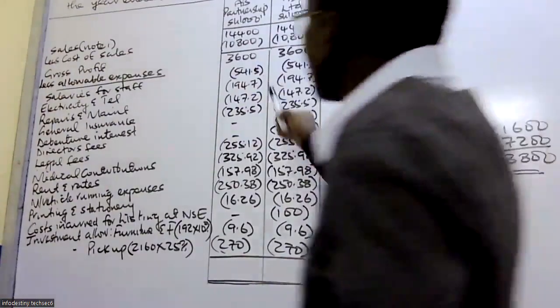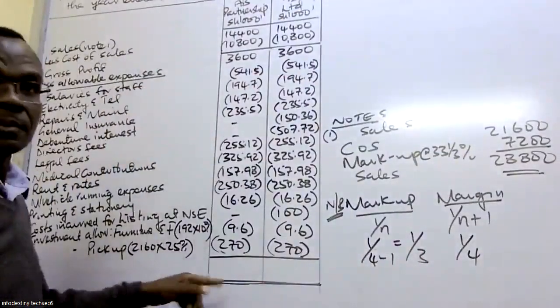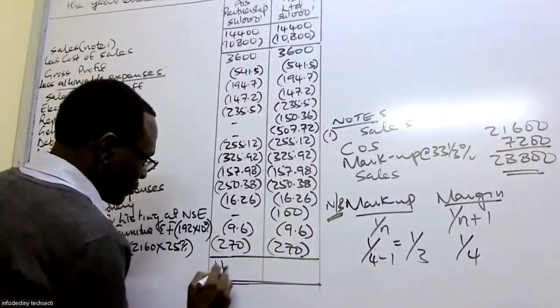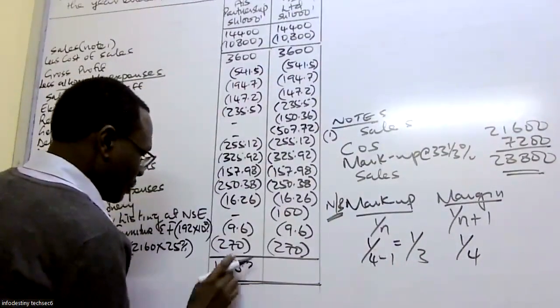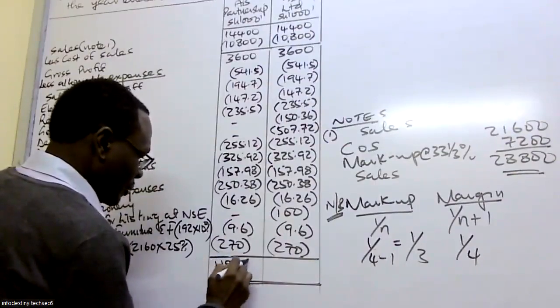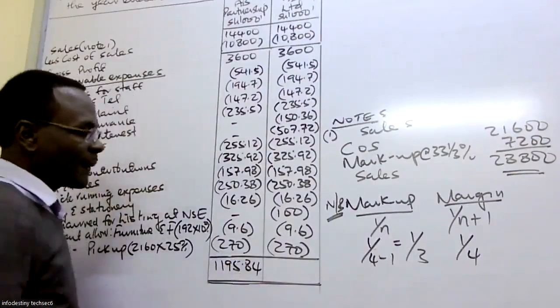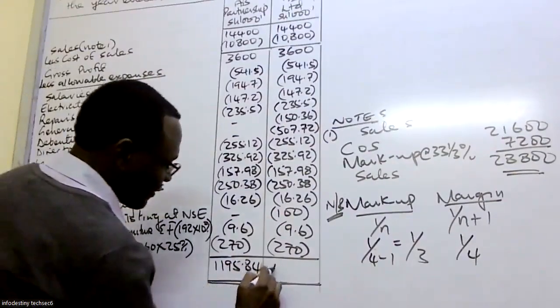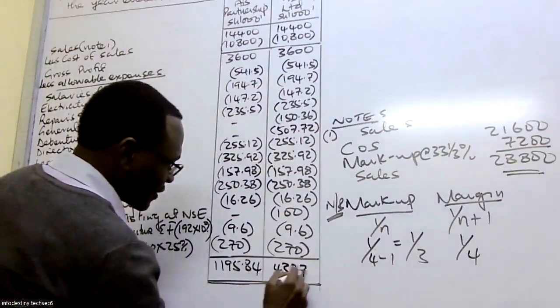So, how much for AB partnership? 1195.84. And this one? Still positive. Yes, 437.76.